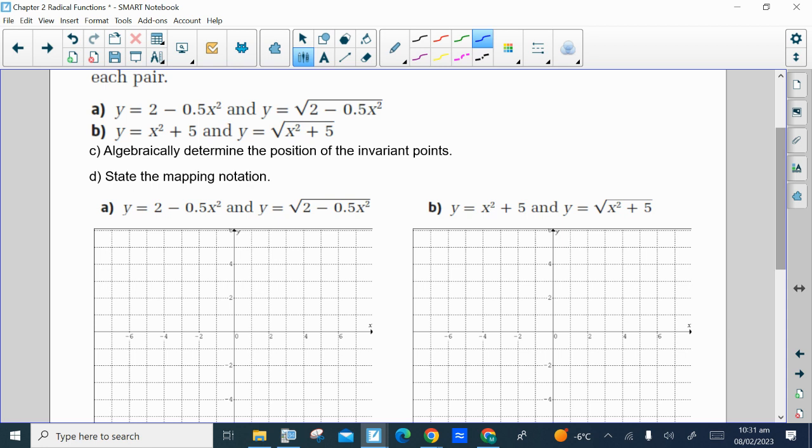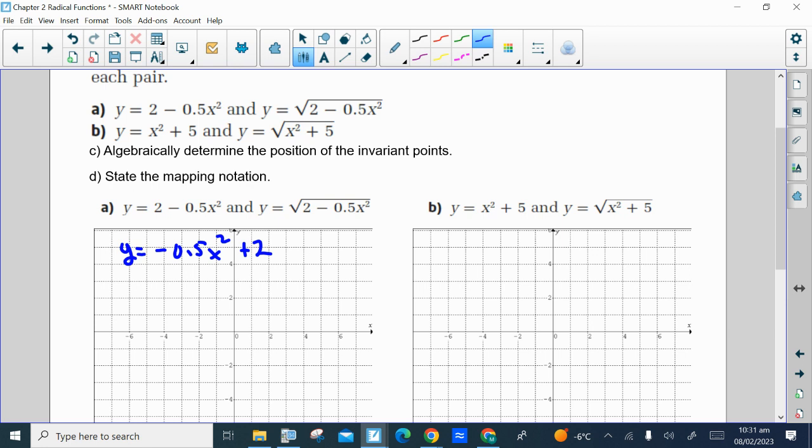So let's look at these two examples. The first one being y equals 2 minus 0.5x squared. That's the same thing as y equals negative 0.5x squared plus 2. That means it's the graph of y equals x squared that undergoes some transformations. The value of a is negative 1/2.